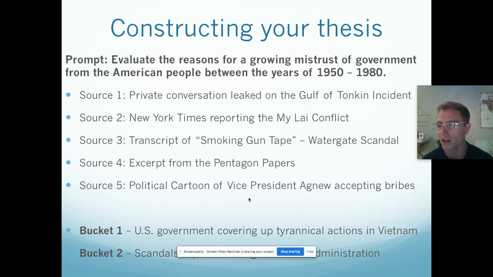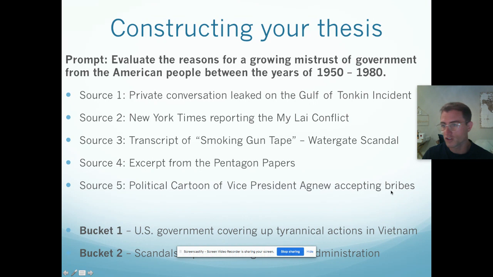And so you look at all of your documents, and I've kind of laid them out for you guys here. Each of the documents are the sources. Let's say source 1 is a private conversation linked to the Gulf of Tonkin incident. Okay. Source 2, New York Times reporting the My Lai conflict. Source 3, transcript of the smoking gun tape, the Watergate scandal. Okay. Source 4, excerpt from the Pentagon Papers. And then source 5, a political cartoon of Vice President Agnew, who was Nixon's vice president, accepting bribes.